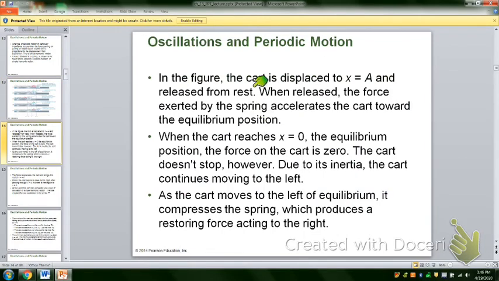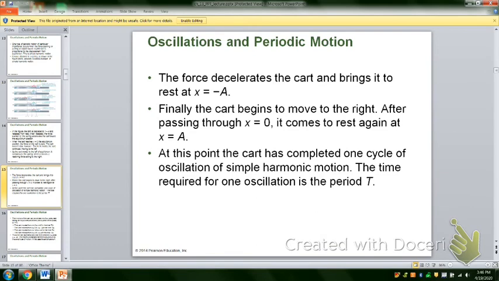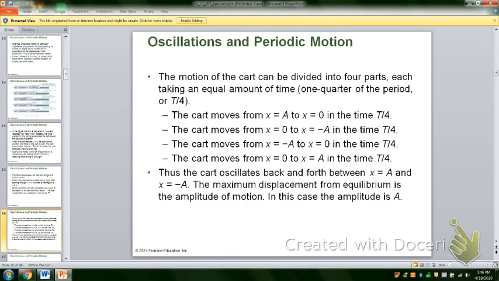All right, so as is in the figure, the cart is displaced to x equal A, and then released from rest. So basically everything they're saying on this slide, actually the next couple of slides, is basically what I just told you about that spring. And so here it's saying that the motion of the cart can be divided into 4 parts, each part taking an equal amount of time, and so 1/4 of the period. So remember, period is always referred to as the letter T. So each particular part of that motion would be 1/4.